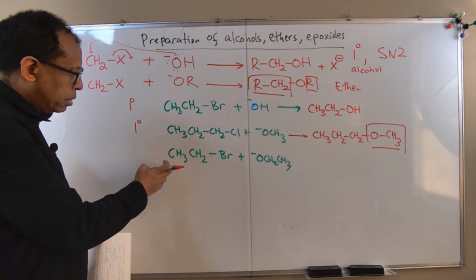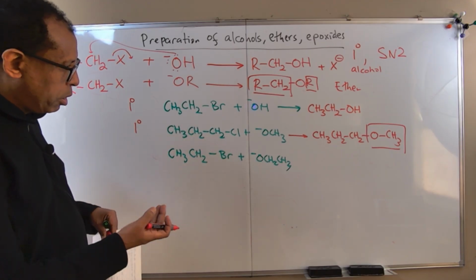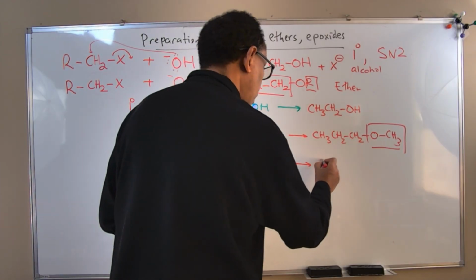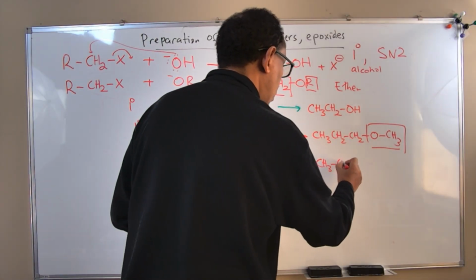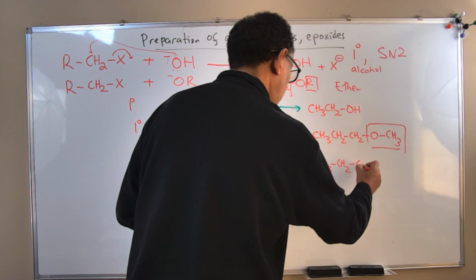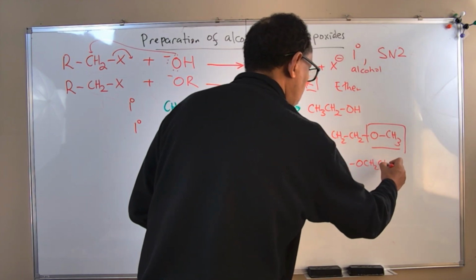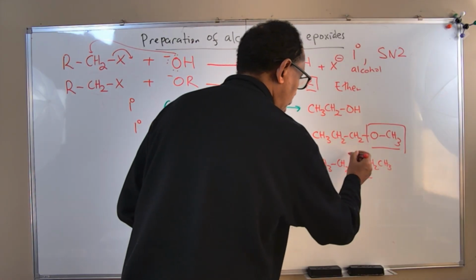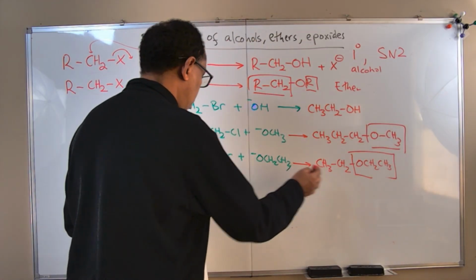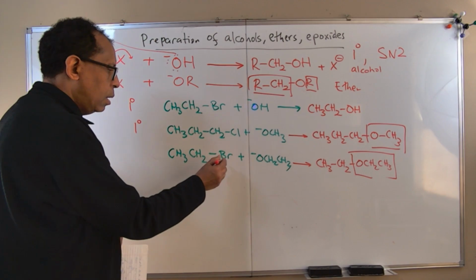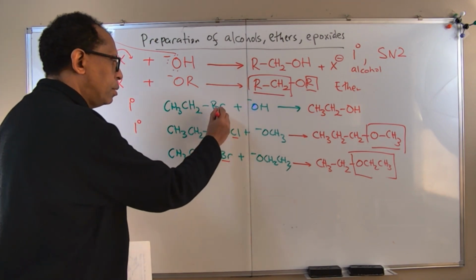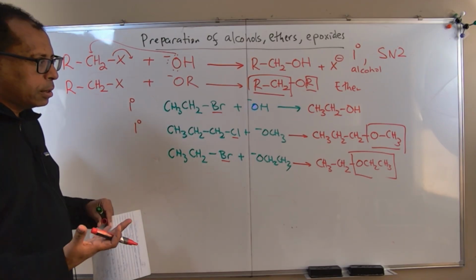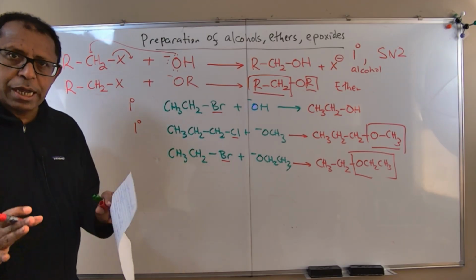And if you just look at this, this is also an ether formation. So ether can be formed: CH3, CH2, O, CH2, CH3. So this alkoxide came in as a nucleophile, substituted on this bromine. So these are substitutions, whether an alcohol or an ether can be synthesized from a primary alkyl halide.